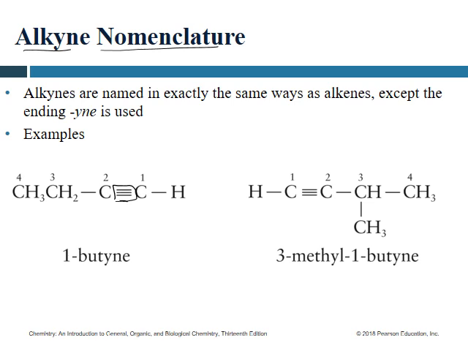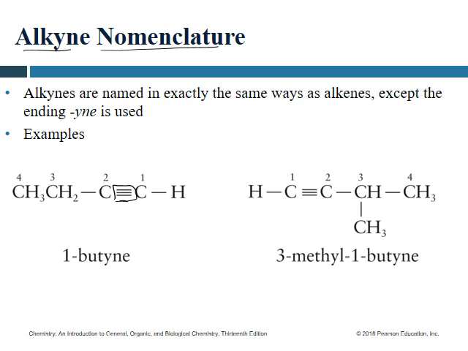You have to include the triple bond in your longest parent chain. You cannot leave the triple bond outside the parent chain, and you have to give the preference to the triple bond. It doesn't matter where the substituent is, as long as you are getting the lowest number on the carbon that has a triple bond, you're okay. So now let's try to name this molecule.